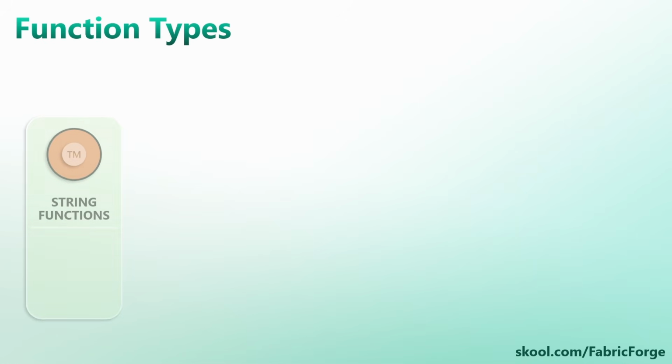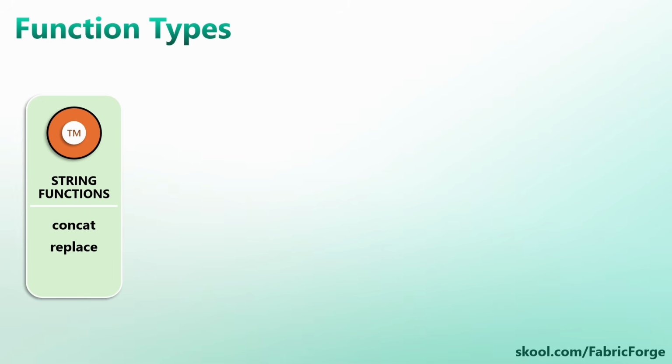Next, let's cover the different types of functions that are available when using expressions. Firstly, we have string functions that are meant for manipulating text values. These functions can be used to format, combine, or alter string data in various ways. One good example of a basic string function is the concat function that is meant for combining text pieces together. Another example of a string function is the replace function that could be used to replace part of the text value with some other text value.